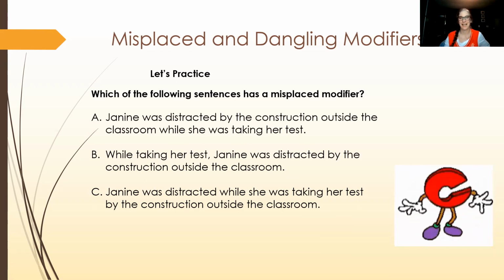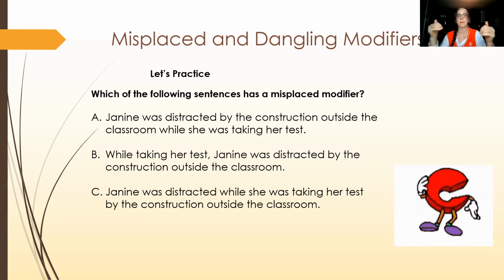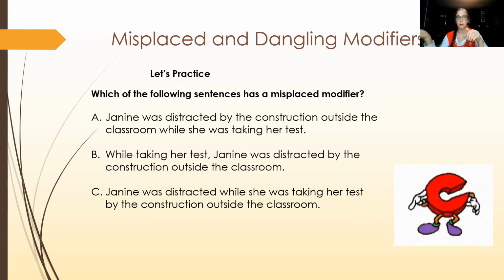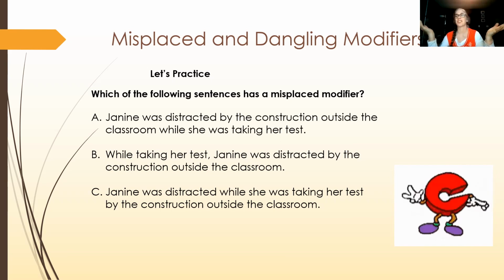C, okay. Yeah. And again, it's that while she was taking her test that confused you because you thought, okay, that's some kind of a modifier, but it is a dependent clause, right? It's got the she was taking. We know that she is replacing Janine. So we know that those are the two things that are happening at the same time. And we also know she was distracted by the construction. We know the construction was outside the classroom. We may not like the way it's put together, but it actually is correct. Okay. C is wrong because she was taking her test by the construction. That's the problem right there.